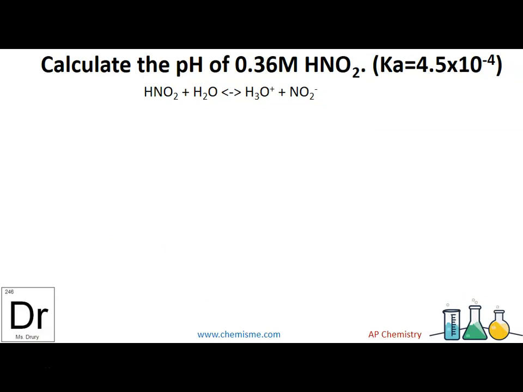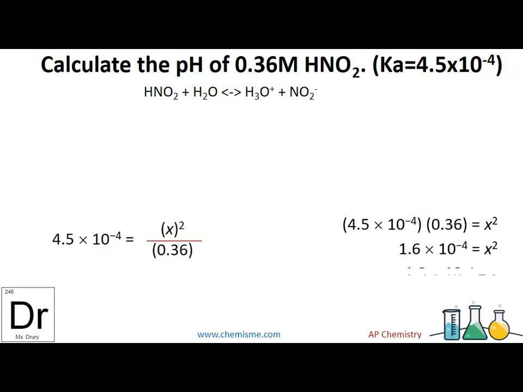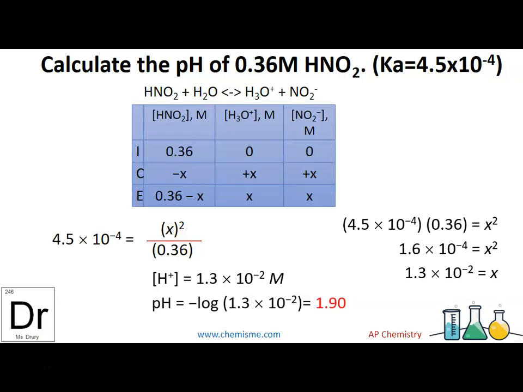Let's do it one more time for nitrous acid, which is a weak acid. HNO3 would have been strong, but HNO2 is a little weaker. We're going to plug in our values into an ICE box. I don't know why the ICE box didn't come up right away, sorry. So it would be 0.36 molar, and then you're going to shift to the right. See how similar this is every time?